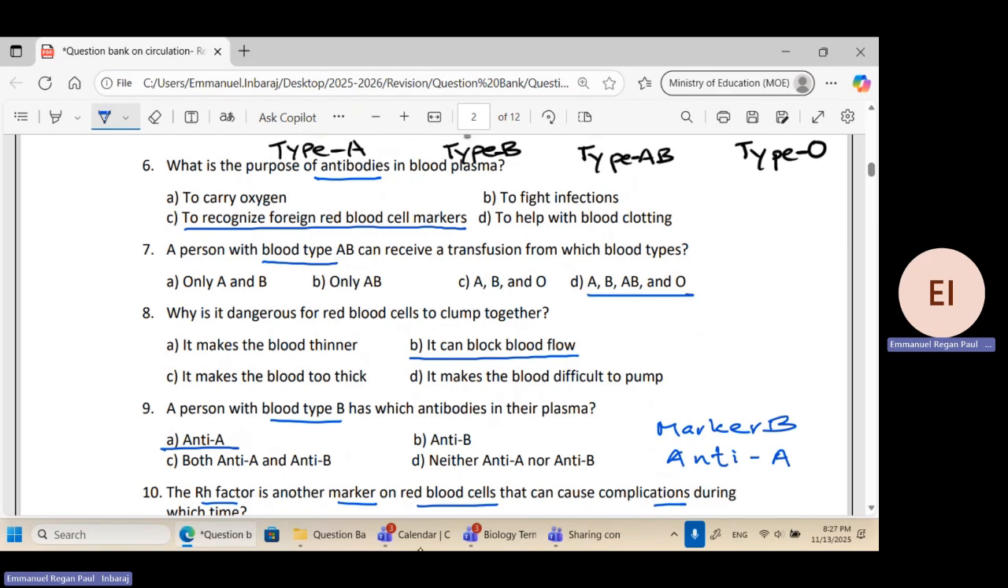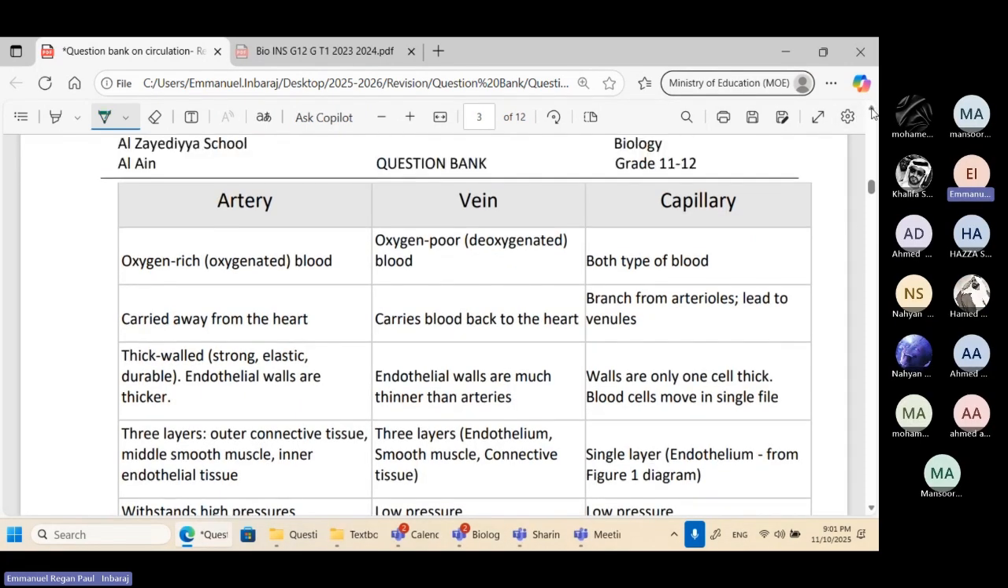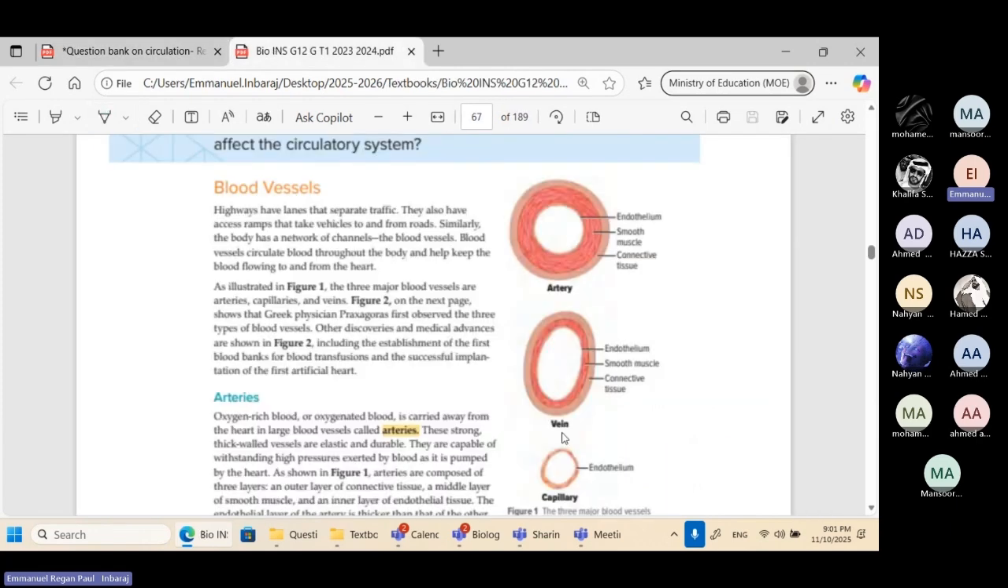They can receive from A, they can receive from B, they can receive from AB, and they can also receive from O. Okay, so keep this in mind. This is very, very important. Now come back to this one. So now we are going to learn the difference between these three.